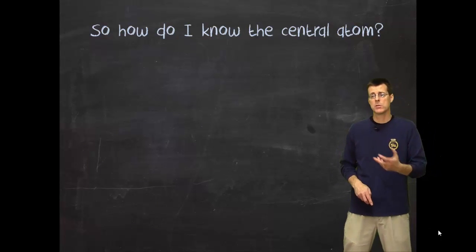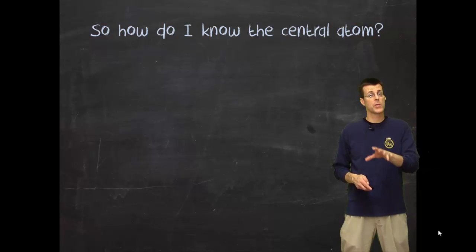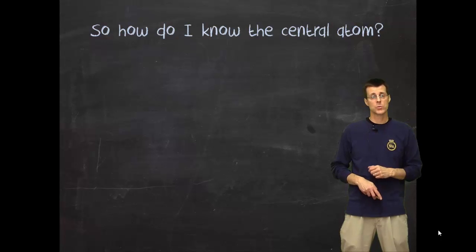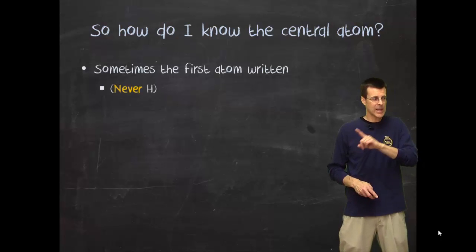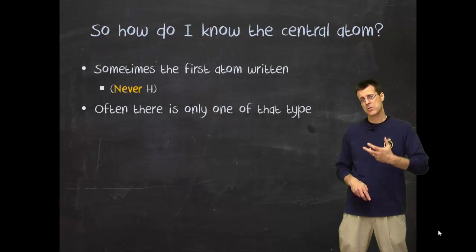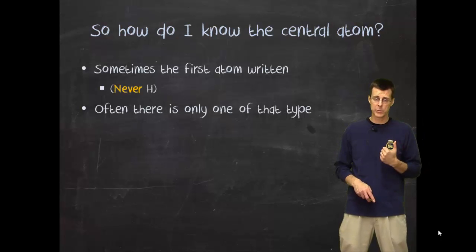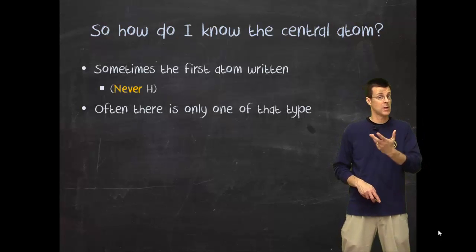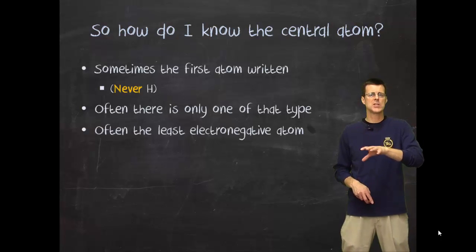Okay, how about the central atom? That was job number 2, to arrange the atoms around the central atom. The central atom is a little bit of a fuzzier thing because there are a lot of different options, but there are some things that help us to pick which one is likely to be the central atom. Sometimes it's the first atom written, unless it's a hydrogen. It will never be hydrogen as the central atom. Sometimes there's only one of that kind of atom, and I'll show you some examples. If you look at the previous ones that you just counted valence electrons for, that actually worked for most of them. And often it's the one that's the least electronegative element.